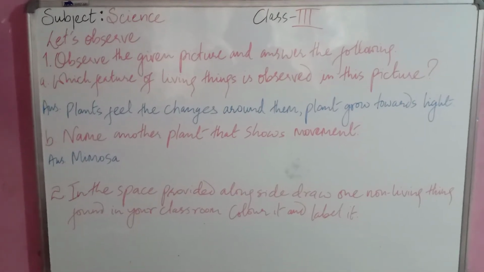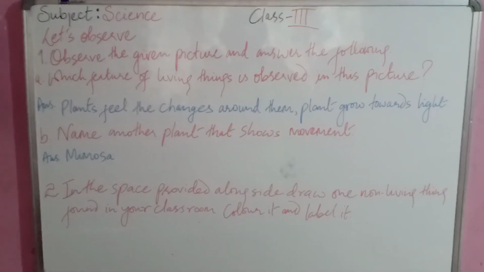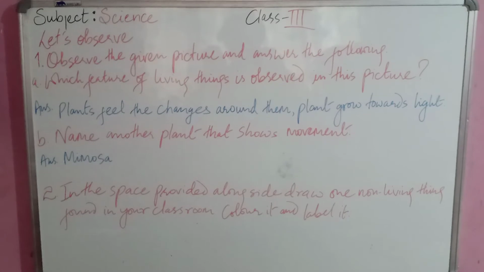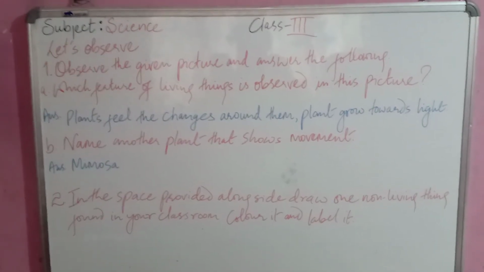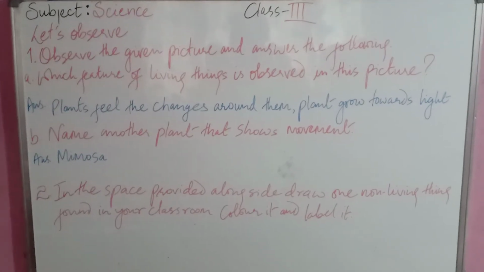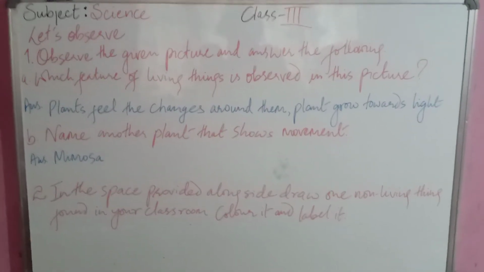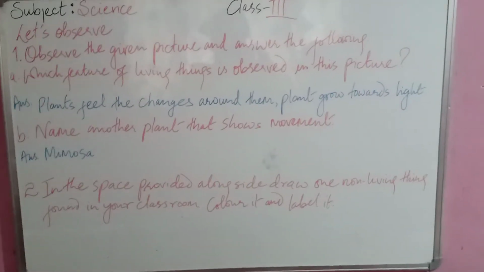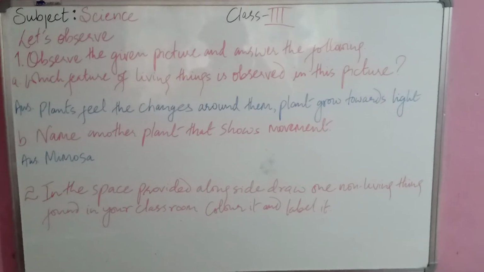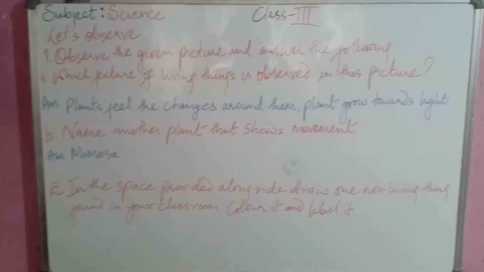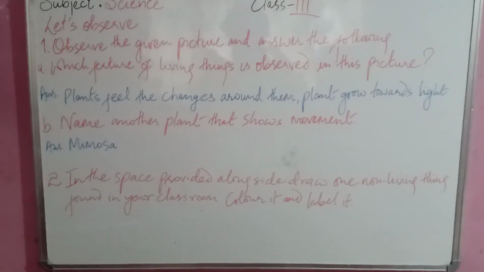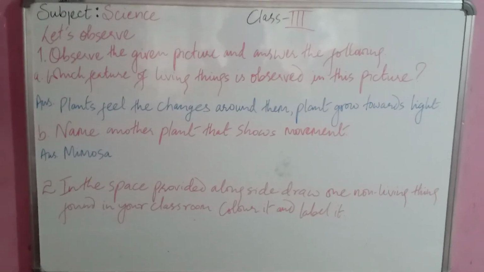Then we have question B, name another plant that shows movement. So you have to write mimosa. After this we have question number 2, in the space provided alongside, draw one non-living thing found in your classroom, color it and label it. So you have to draw any non-living thing which is present in our class. It might be a table, chair, board or whatever it is. You have to draw that thing, color it and label it.